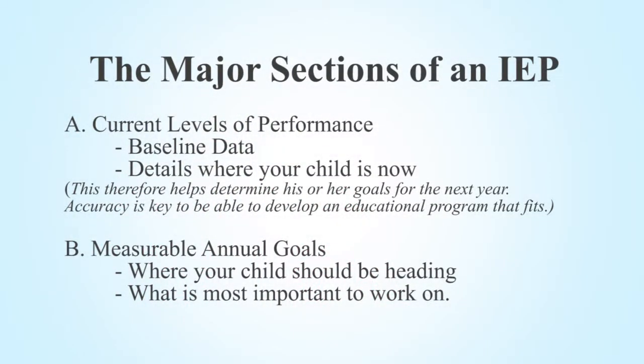The next important section is the measurable annual goals. This is where your child should be a year from now. Too often we skip over that goal to get to what services are being provided and how many minutes, sort of the details of the plan. But the goal has to be right. It needs to be a big goal. It needs to be something that you think is important for your child to have mastered within a year.